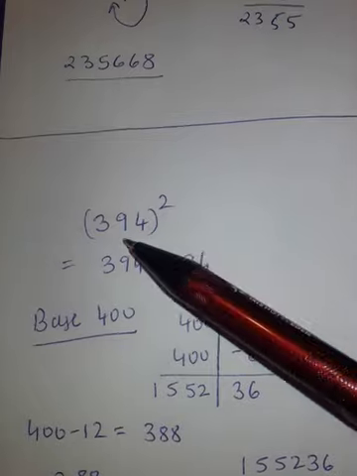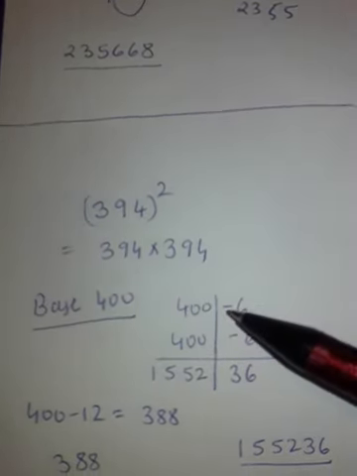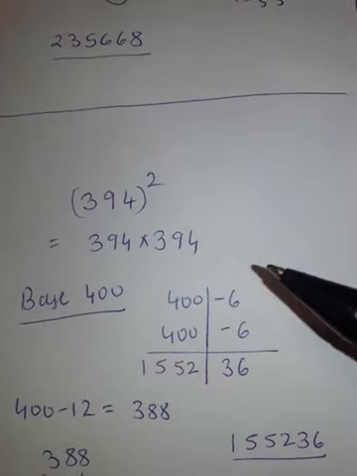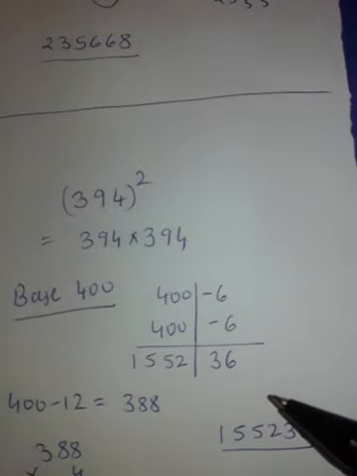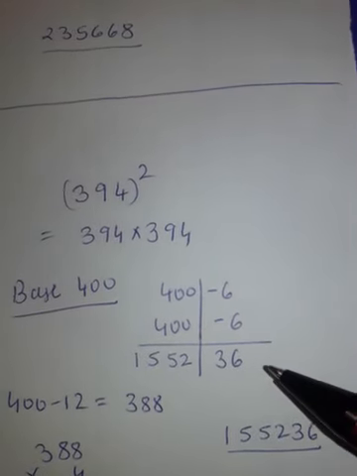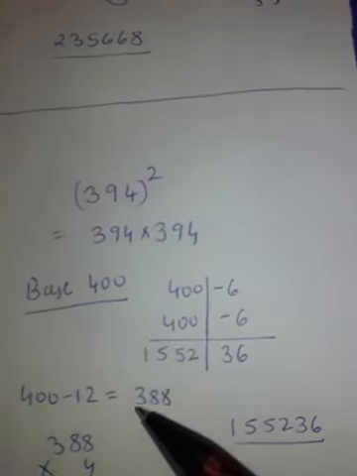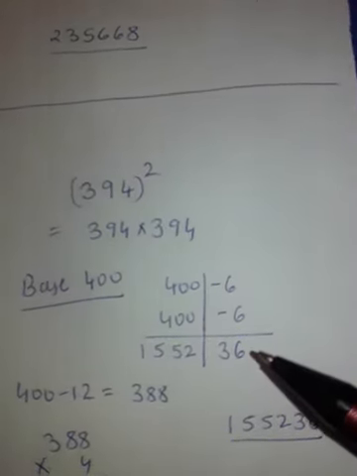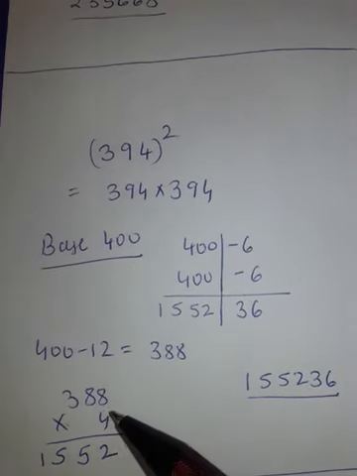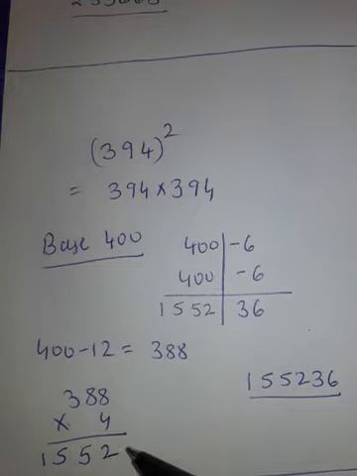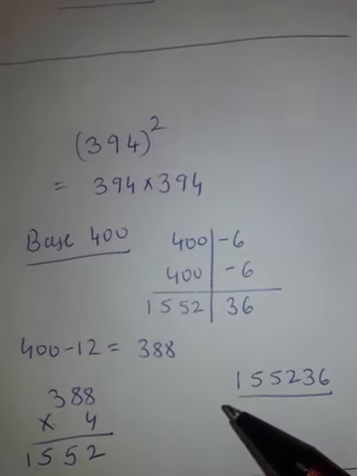Let's take one more example. Square of 394, that is 394 into 394. So I am taking common base 400. 400 minus 6, 400 minus 6. 6 6s are 36. Minus 6 minus 6 is minus 12. 400 minus 12 is 388. What is the next step? Since the base is 400, multiply 388 by 4. You get 1552. Copy it here and that becomes your answer.